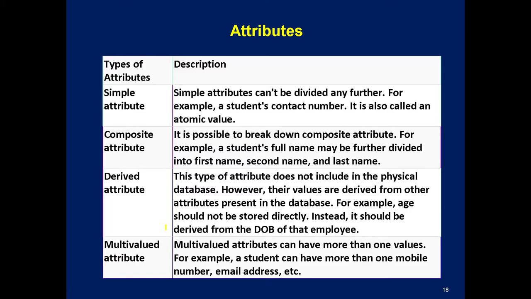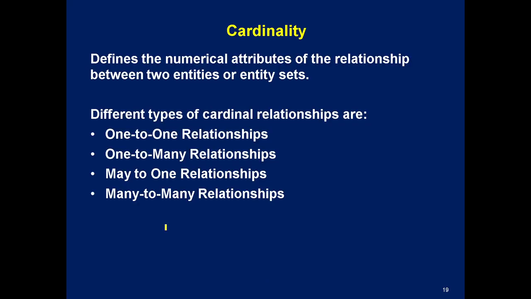Later on, you would understand that and how to make those things work. But for now, let's proceed to cardinality. There are different types of cardinalities. When we say cardinality, it defines the numerical attributes of the relationship between two entities.